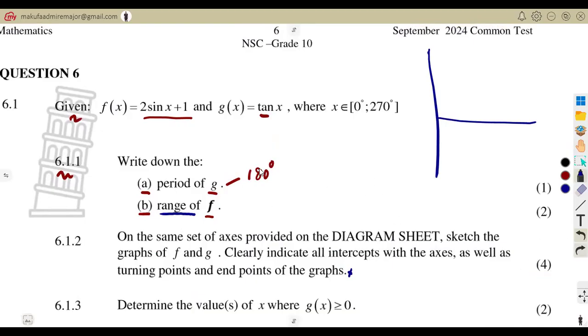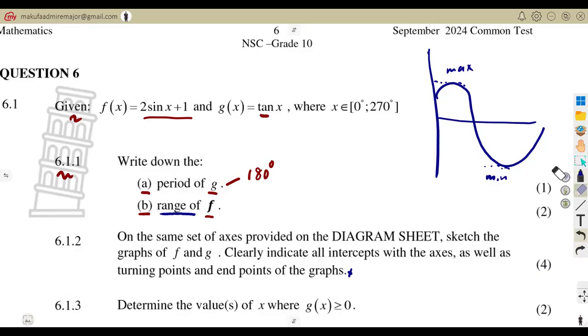Okay, I'm going to explain that one. But for now, how can we answer the range? We're simply talking about when the graph is being drawn. We need to know, in terms of the y values, what is the minimum value and what is the maximum value? That is the range.